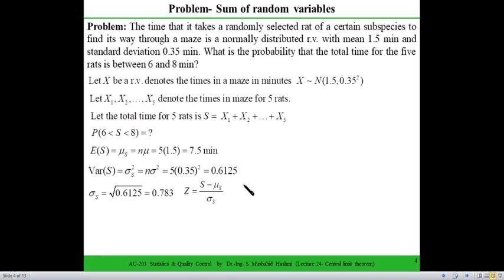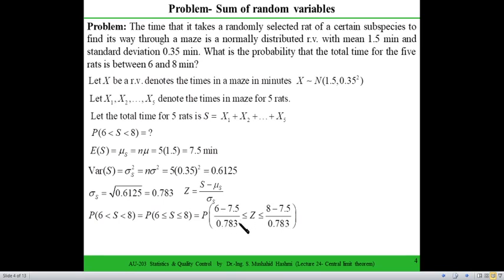So probability can be worked out using the standard normal distribution, where s is the total time for 5 rats to cross the maze. Subtract its mean value and divide by the standard deviation to get the particular z value. Since s values from the problem should lie between 6 and 8, substitute s = 6 here, with mean 7.5 and standard deviation 0.783.